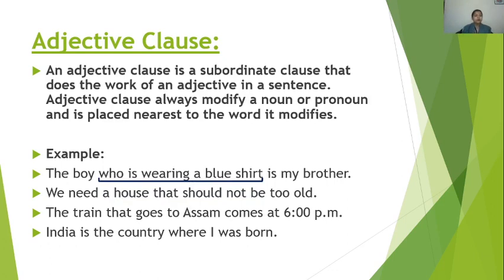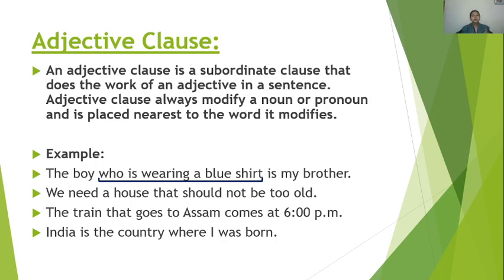This who word is referring to which noun in this? The boy. And the boy is a noun that has been modified by the group of words who is wearing a blue shirt. We are talking about the boy who is wearing a blue shirt. So this is the quality of that boy. What is the quality of that boy? Who is wearing a blue shirt. So who is wearing a blue shirt is my adjective clause in this sentence.